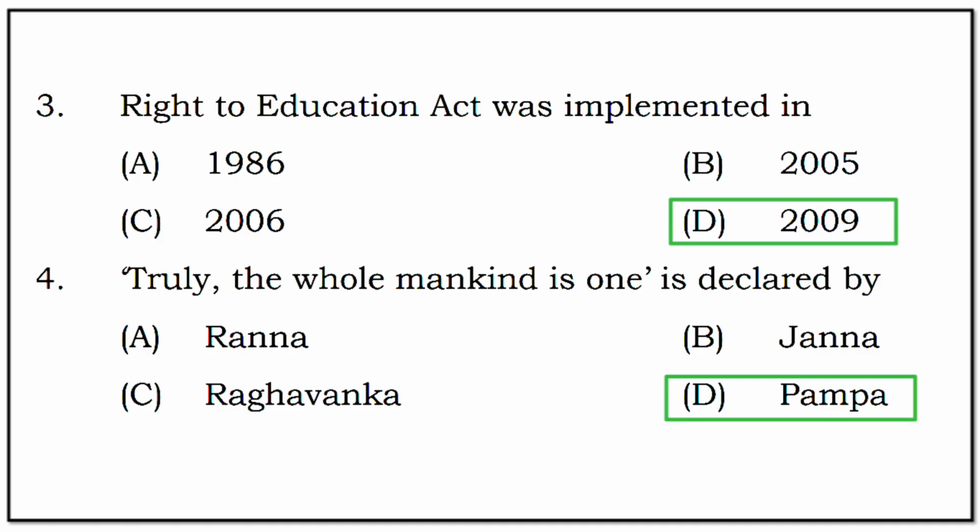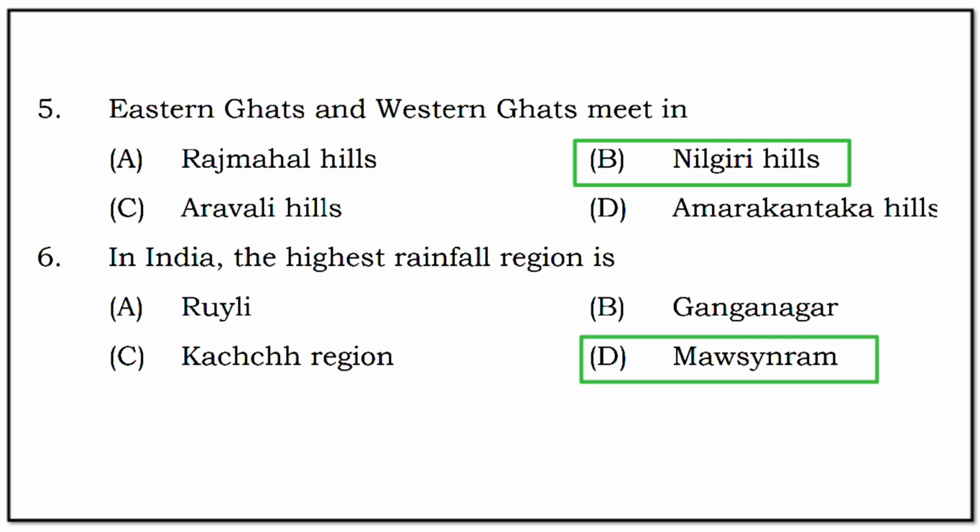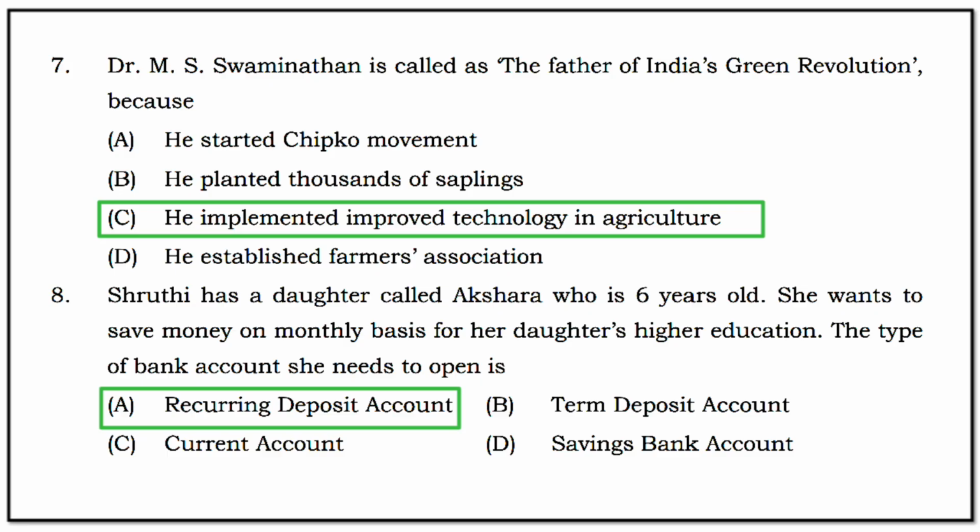4. Truly the whole mankind is one was declared by: our right option is D, Pampa. 5. The Eastern Ghats and Western Ghats meet in: our right option is B, Nilgiri Hills. 6. In India, the highest rainfall region is: our right option is D, Mawsynram. 7. Dr. M.S. Swaminathan is called the father of India's Green Revolution because: our right option is C, he implemented improved technology in agriculture.